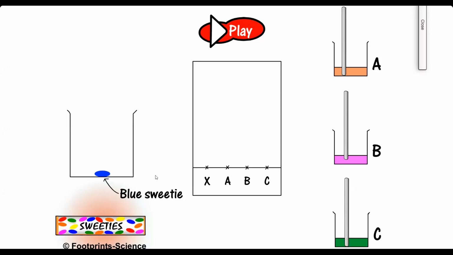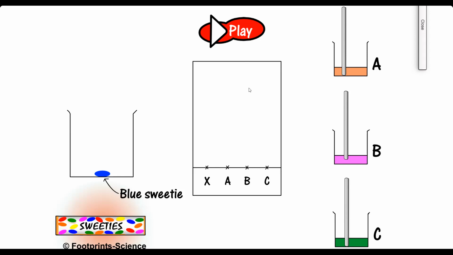Before us is another animation from your footprint science. On your left, you have your blue sweetie. That's an unknown dye, okay? So don't get worried. In the middle, you have a chromatography paper, or what you usually call your stationary phase, okay? And look at the line drawn, which is usually done with a pencil. And you have your various spots, the one for the unknown and three others, A, B, C, for your known components, okay? And on your right, you have your known samples or your known dyes, okay?